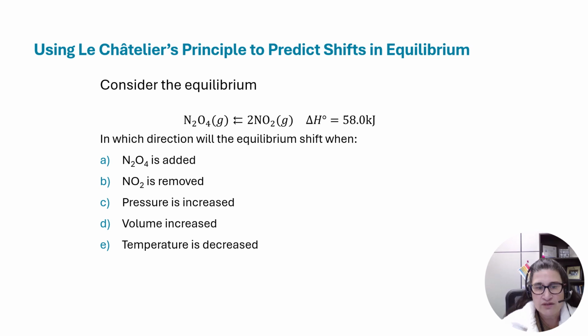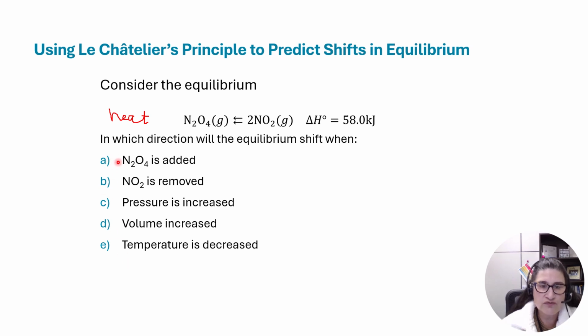All right, so here is a practice problem. There is my equation, and it tells me delta H is 58. What that means is this is a positive value, so this reaction is endothermic. I'm going to put over here, if it's endothermic, then heat is on the reactant side. So it says in which direction is the reaction going to shift if I add N2O4 and if I do all these things.